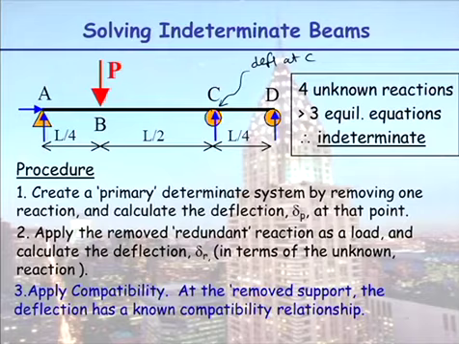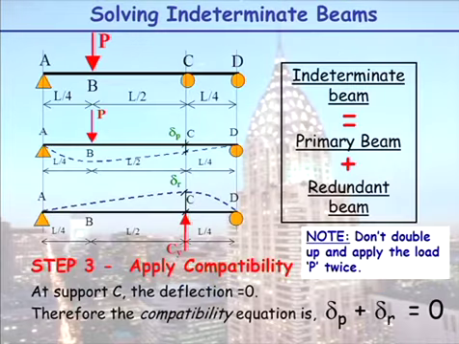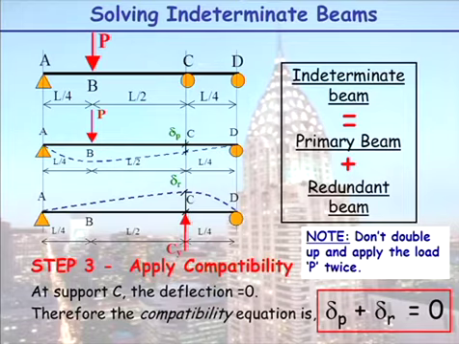What's this deflection here equal to? It's 0. So there is my compatibility relationship. We have a 0 deflection here. So we've said when you take it away, you get a deflection delta P. When you apply it as an unknown, you get a deflection delta R. And the compatibility relationship says if you add these two deflections together, they have to add up to 0. So this, in effect, is my fourth equation.